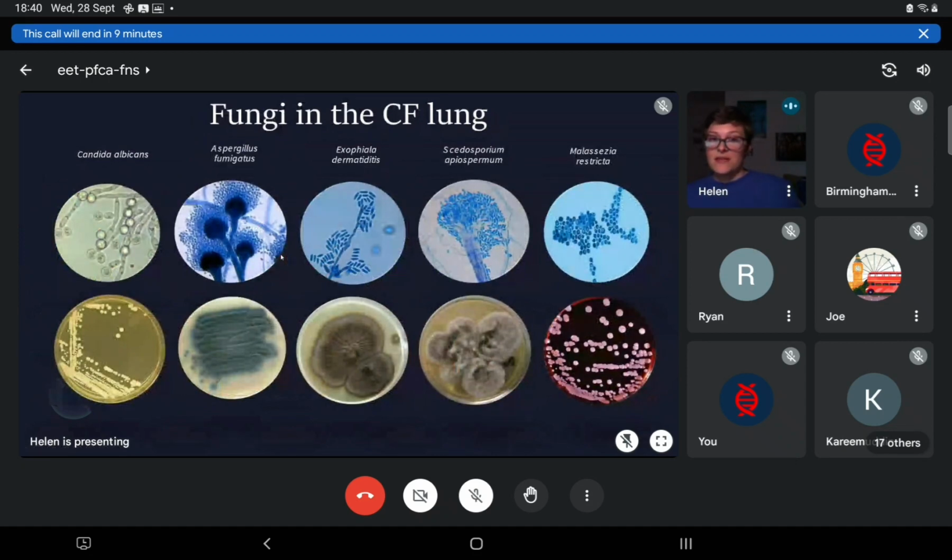Similarly, we also have fungus in the cystic fibrosis lung. Here's a couple of examples of the different ones that we come across. Unlike bacteria, fungus can take on two different forms. So you can see here we've got Candida albicans and Malassezia restricta at the end here. These are the yeast form of fungus. And then in the middle here, Aspergillus, Exophiala, and Scedosporium take on a mold form.